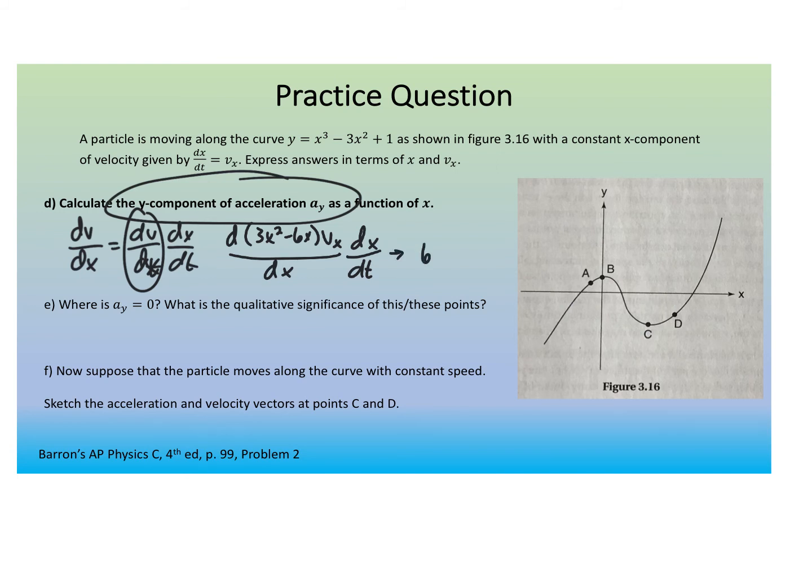So go and find that derivative. We get 6x minus 6 times v sub x squared. And that v sub x again was that dx dt right here. So again, I have to deal with that chain rule as a part of this. But that a sub y equaling 0, we can now set the 6x minus 6 equal to 0. Solve that, we get x equals 1.